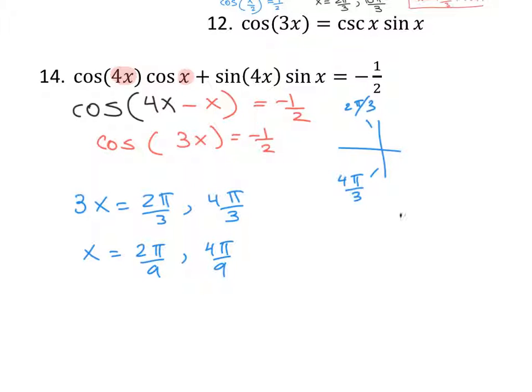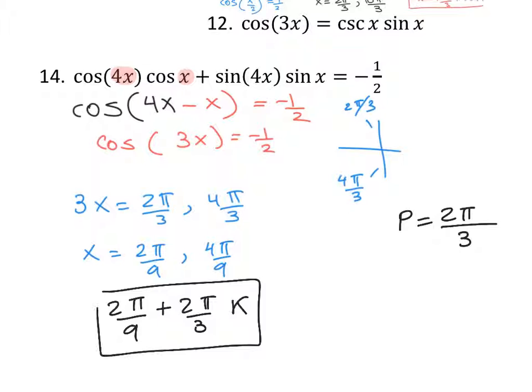So for cosine, the period is usually 2 pi, but now I have a b value of 3, so the new period is 2 pi over 3. So the final solution is going to be 2 pi over 9 plus 2 pi over 3 k, and the other solution is going to be 4 pi over 9 plus 2 pi over 3 k.